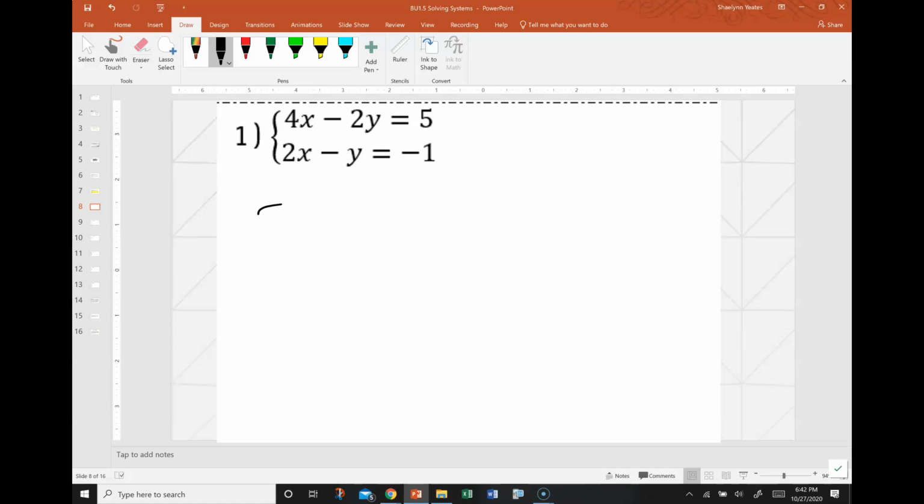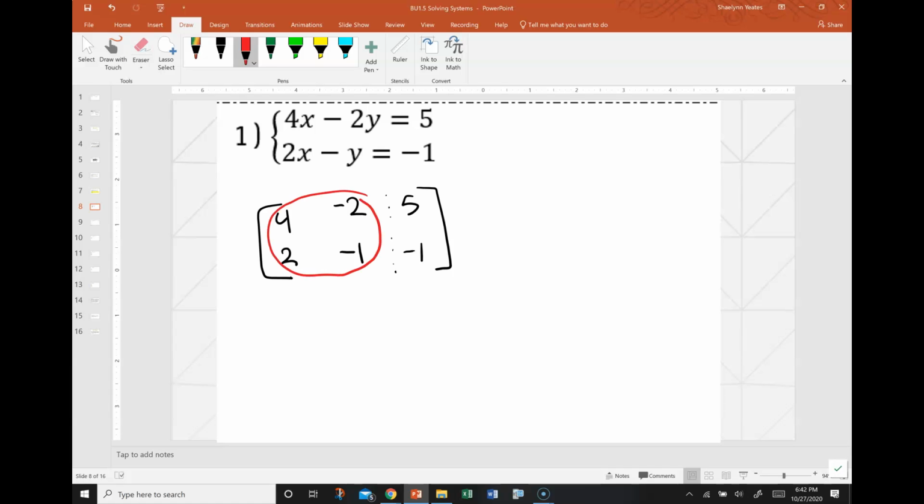So notice the x's are lined up, the y's are lined up, and the numbers are lined up. That's important. If they're not, they need to be. So we've got 4, 2 in the x column, -2 and -1 in the y column, and 5 and -1 in the thing after the equal sign. Now I'm going to put that dashed line just to remind myself, hey, that means it's after the equal sign. It's important, I promise.